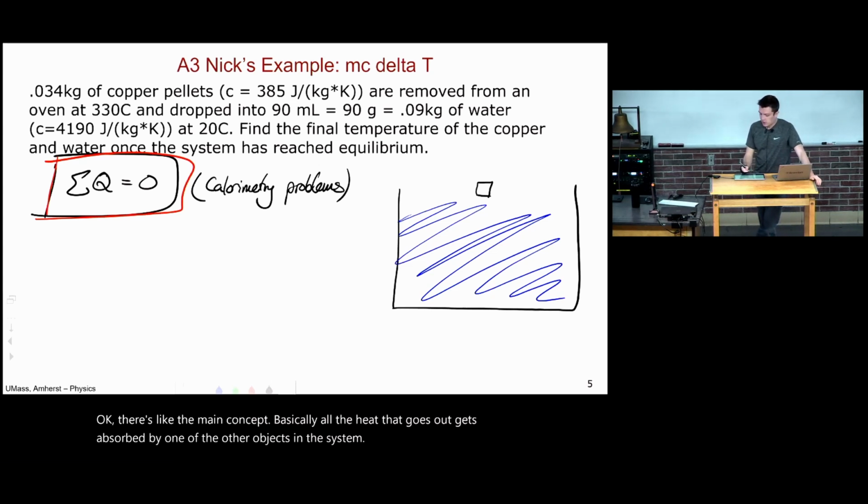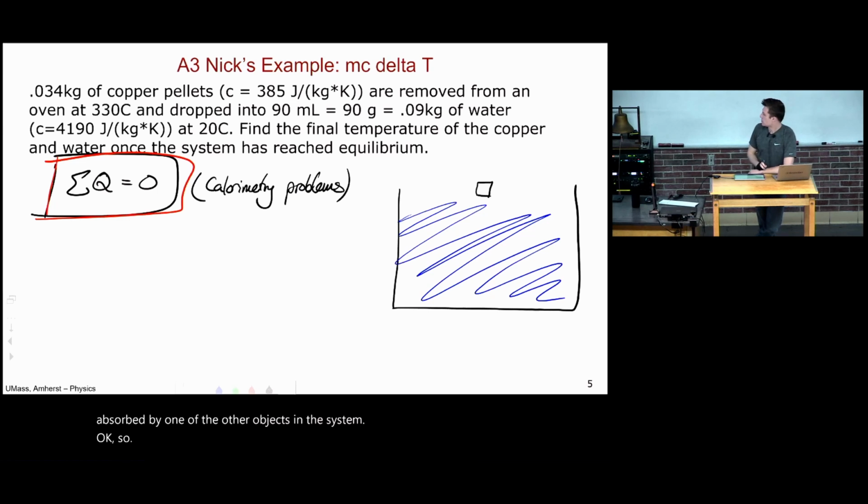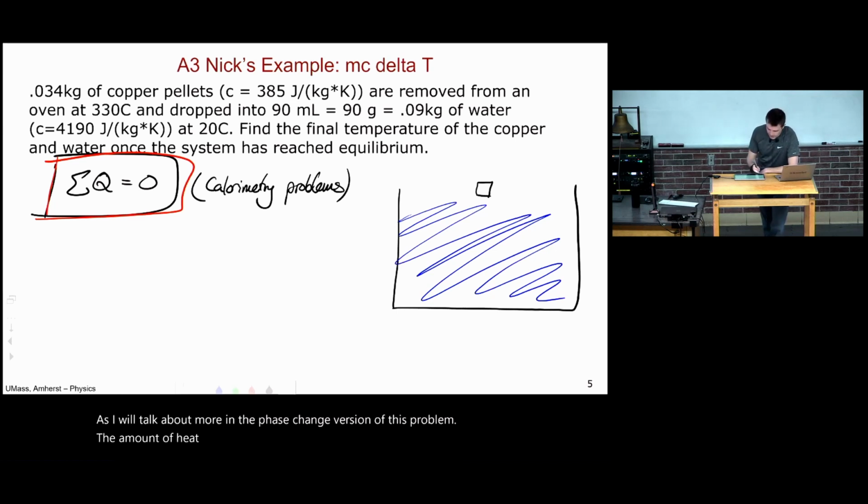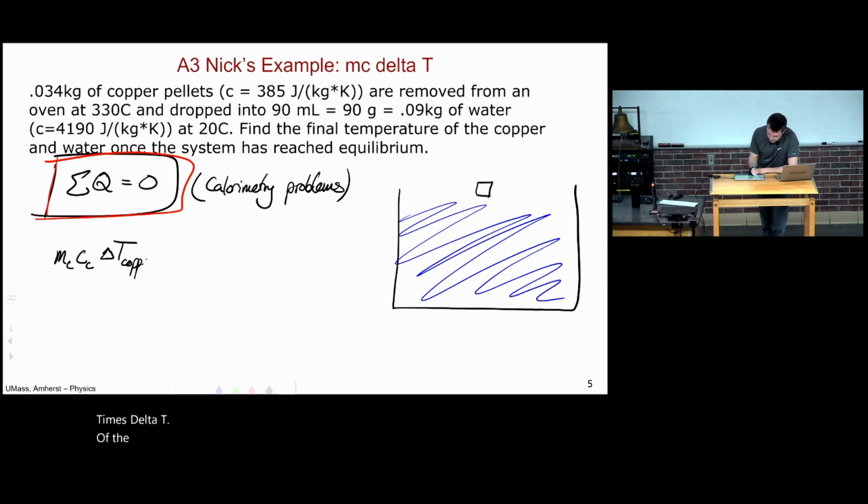Okay, so as I will talk about more in the phase change version of this problem, the amount of heat given off by the copper is going to be m copper times C of the copper times delta T of the copper. Okay, this is the heat given off by copper.